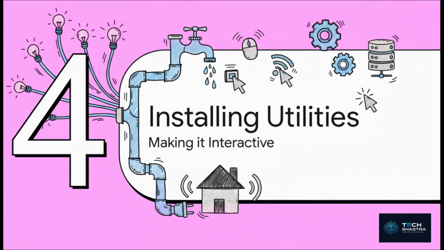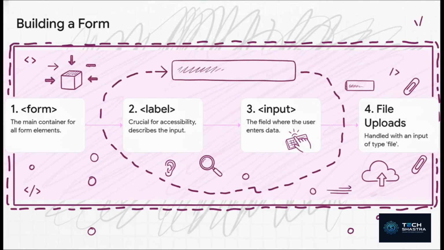So, the house is framed and furnished, it looks great, but it doesn't do anything yet. It's just a static model. So it's time to install the utilities, the electricity and plumbing, to make our page interactive. Forms are how you're going to get information from your users. The process is pretty simple. Everything starts inside a form tag. Now listen, for every single input field you create, you must use a corresponding label. This is totally non-negotiable for accessibility. Finally, you add the input field itself. You can even create a file upload button just by setting the input's type to file.